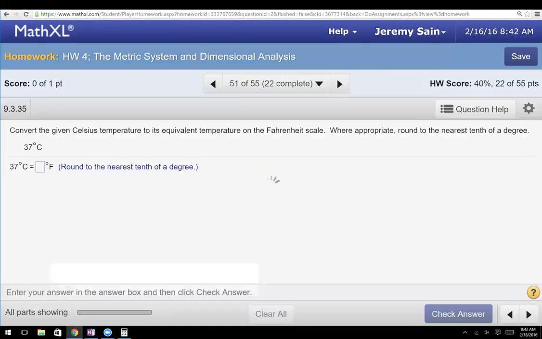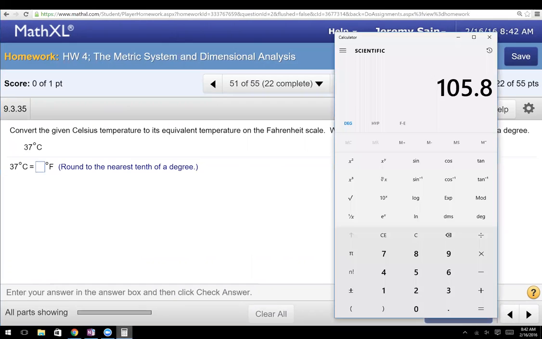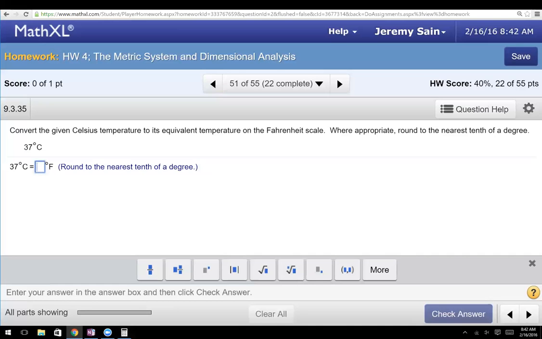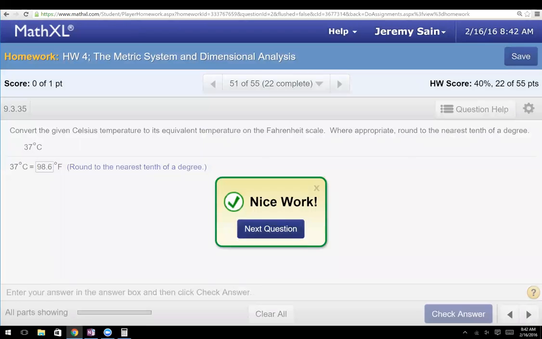Let's do another one of those. So 37, again, I'm starting in Celsius, so it's times 1.8 and plus 32. Hey, 98.6, what does that remind you of?